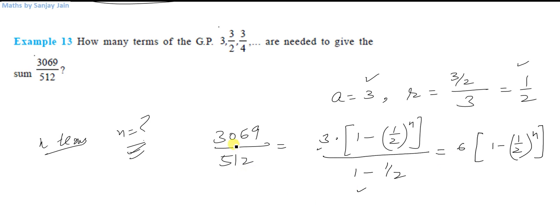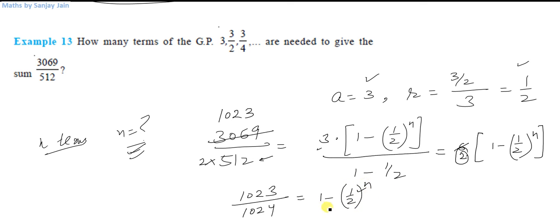Now this is the calculation part left. So I can write it as 2 here, and then on the left hand side 1023, right? And then this 2 can go in the denominator and it will multiply with this. So what I'll be left with is 1023 by 1024, and it is equal to 1 minus half raised to nth power. Now this will give me 1 by 2 raised to nth power equals 1 minus 1023 by 1024. This has become very easy now, which is 1 by 1024.